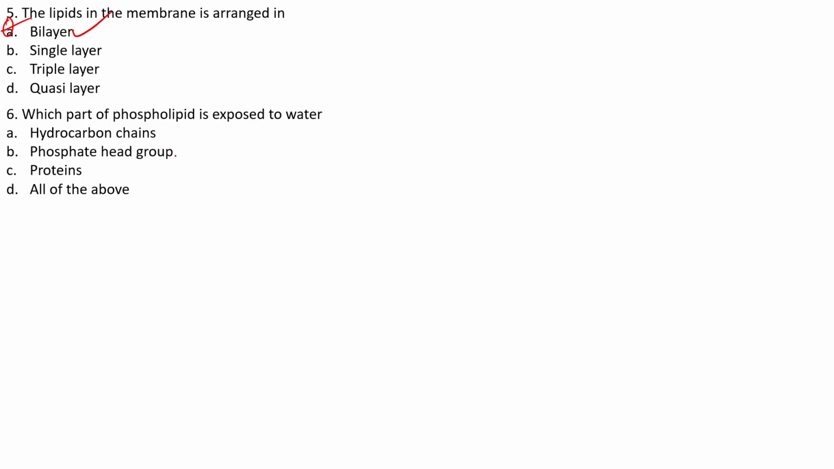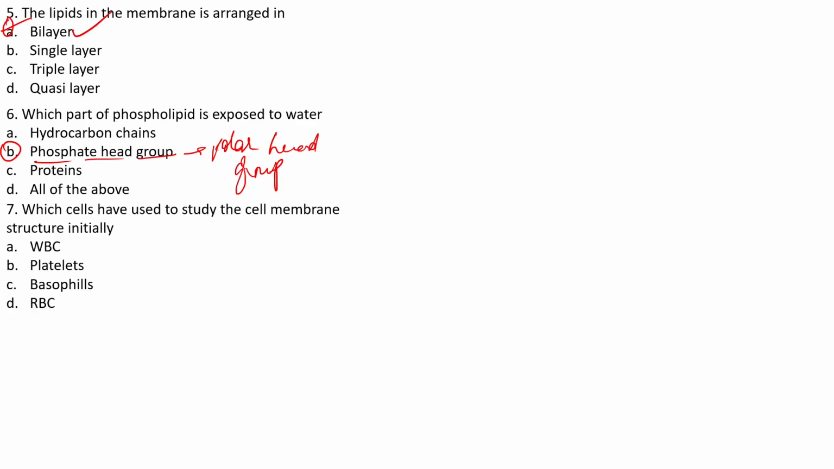Hydrocarbon chains, phosphate head group, proteins, all of the above? We know that it is the polar head group, also called the phosphate head group. Remember, don't get confused, they all mean the same. The polar head group or phosphate head group of the phospholipid is mainly exposed to water. In other terms, the extracellular matrix and the cytoplasm both contain water.